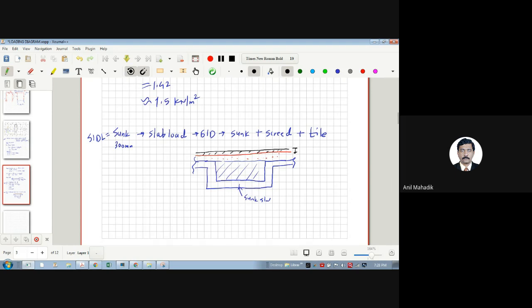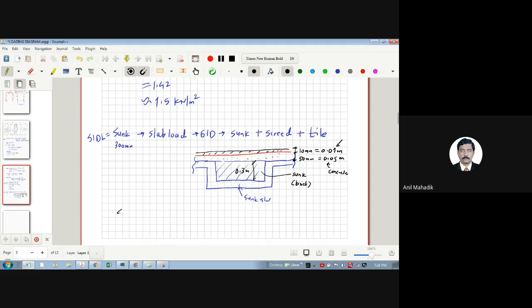Tile thickness is 10 mm, which is 0.01 meters. Then screed, as I said, is 50 mm, which is 0.05 meters. The sunk is considered 300 mm, so 0.3 meter. Sunk has brick material, so you can consider the density of brick for the sunk area. For screed, you will consider concrete density, and for tile, you will consider that 22 value.